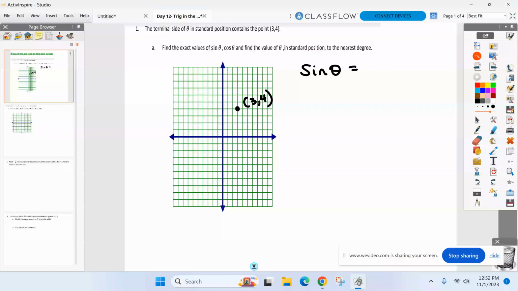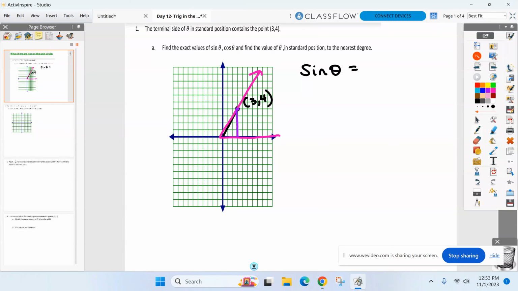See how it says the terminal side goes through 3, 4? So there's my terminal side of this angle. Okay, there's the angle right there that goes through 3, 4. We're going to build a right triangle out of it. How am I going to build a right triangle? Pretty easy. I'm going to take that point and drop it down. And you guys should already know 2 out of the 3 sides.